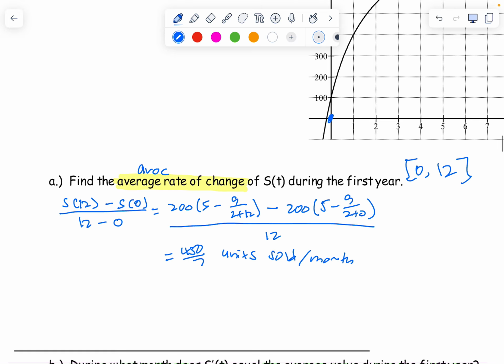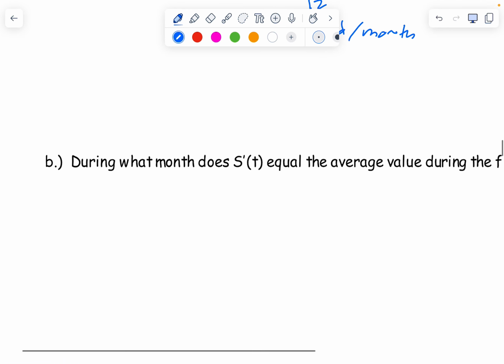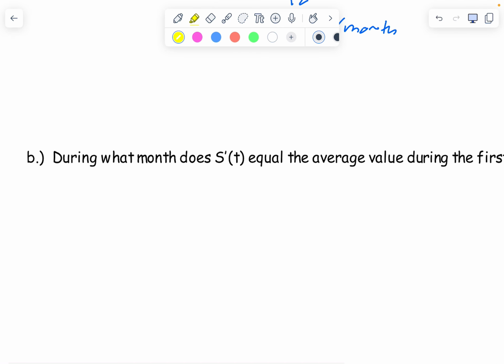If you're ready on part B, give me a thumbs up. Okay, Mackie, go ahead and read part B, please. During what month does S prime of T equal the average value during the first year? Okay, so we're looking at during which month? So we're looking at the IROC equal to the AROC. Do we all see that?